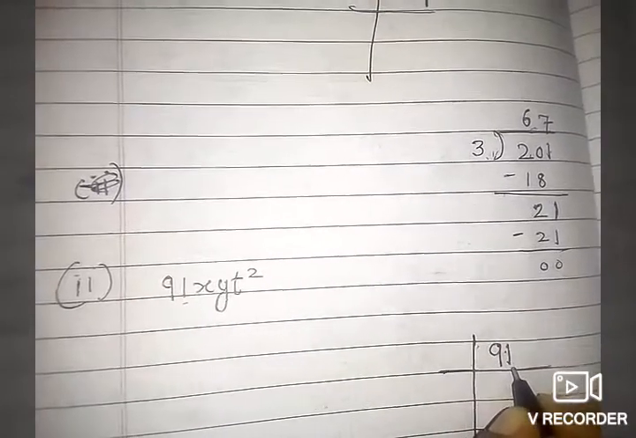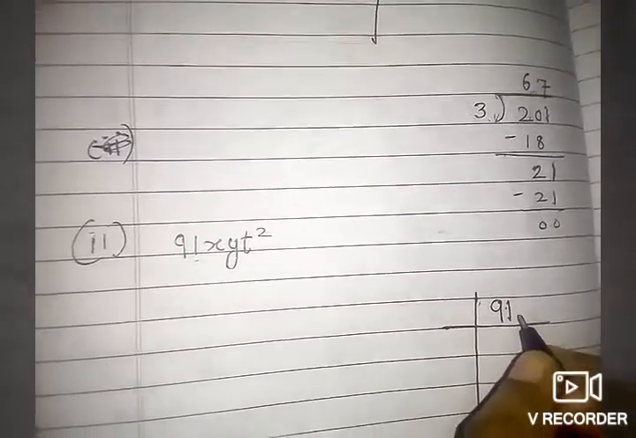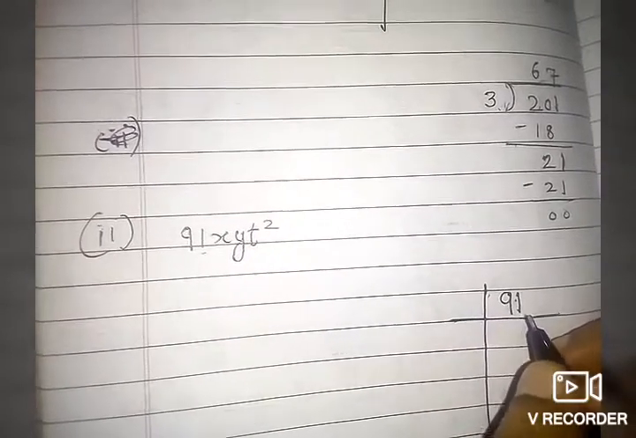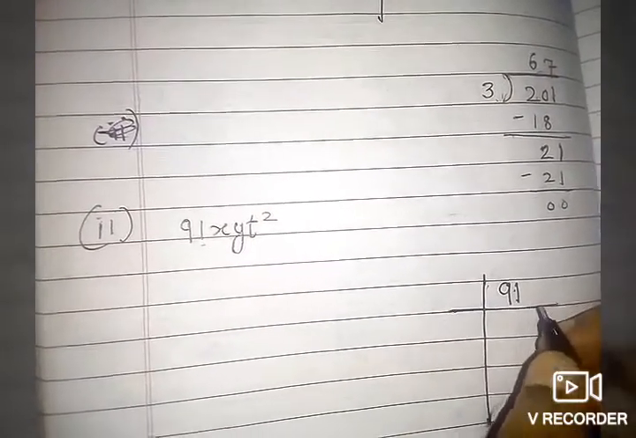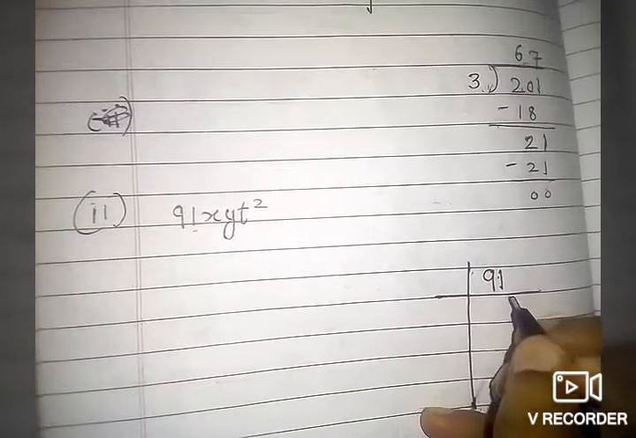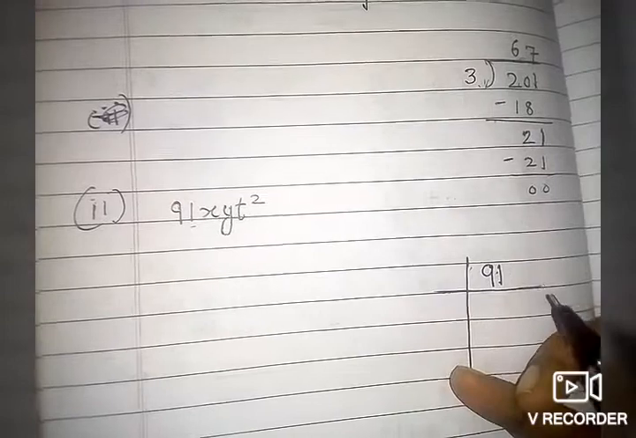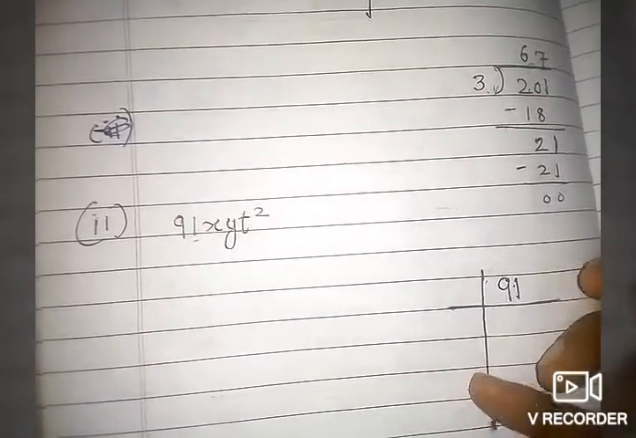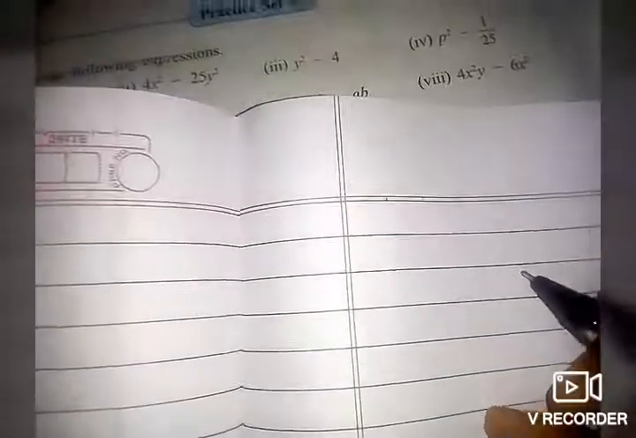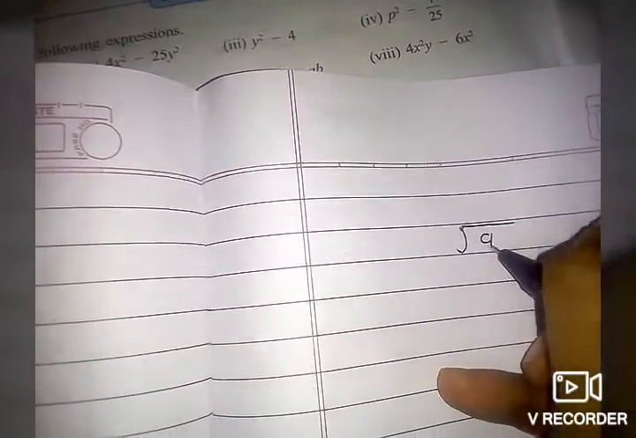Unit place what do you have here? 1. If the unit place has an odd number, then it is not divisible by even numbers. So check by the 3 table, 5 table, 7 table, like this. First you check by 3. 91 divided by 3.